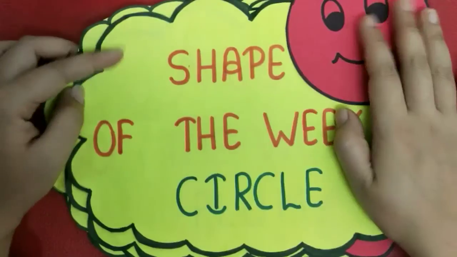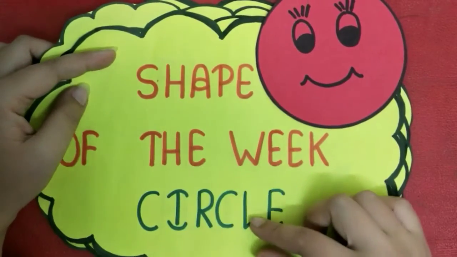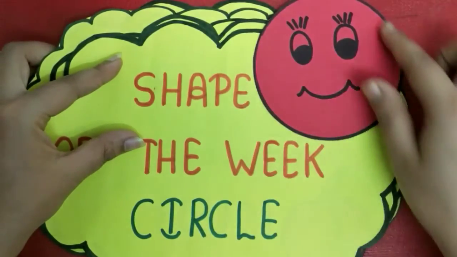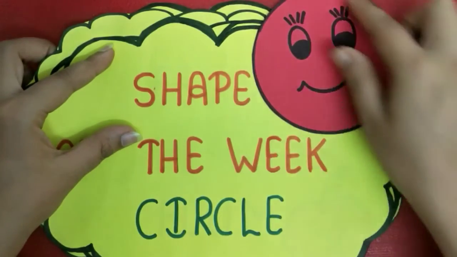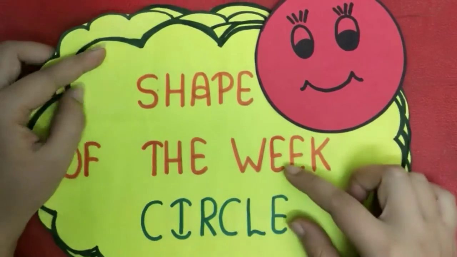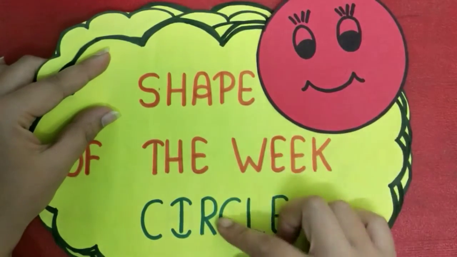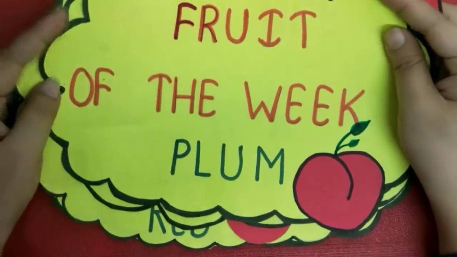Okay, but before starting the class, we will do weekly learning. Let's start. Shape of the week is circle. So in this week, the shape of the week is circle. See, circle. Which shape is this? Circle. Very good. Okay. Now next is fruit of the week.